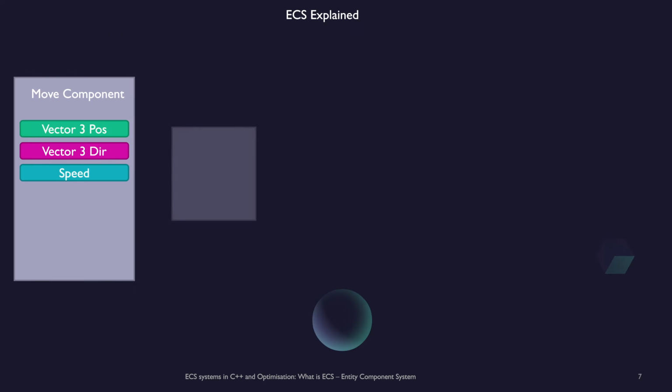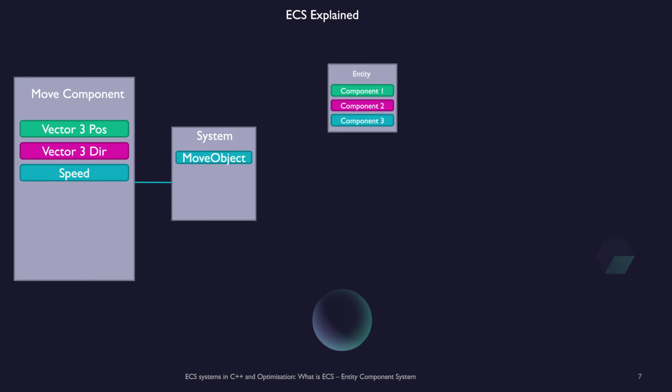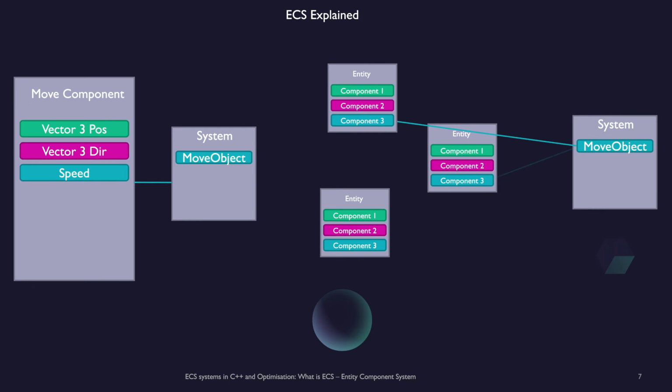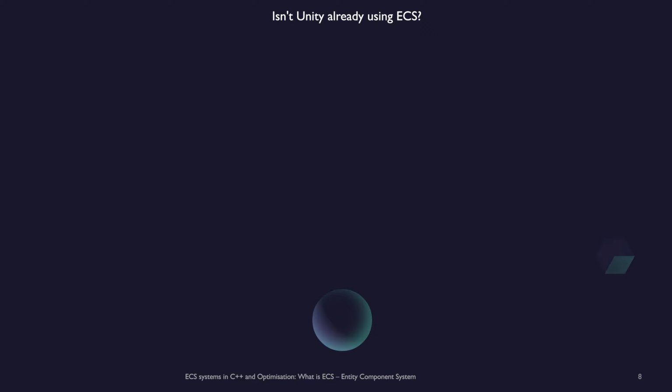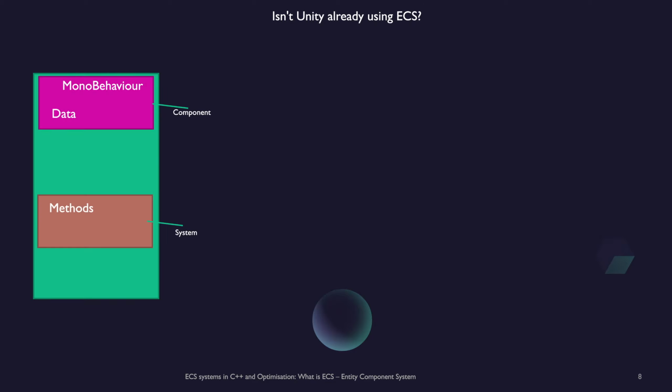Looking at the move component here, we can see it holds only 3 pieces of data. This is all the data we need to pass across to the move system. When it's time for the system to run, it will iterate over every component of that type in a scene, taking in data for each component and using it to carry out its function. However, you may be thinking, Unity already uses ECS, but you'd only be half right.